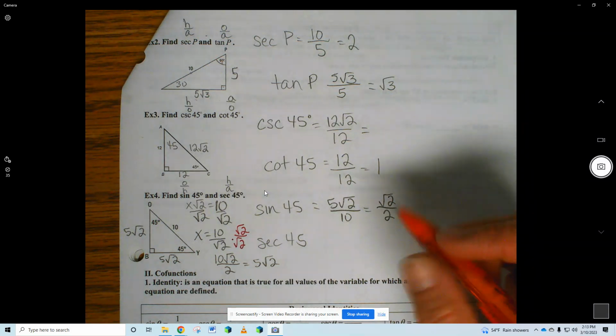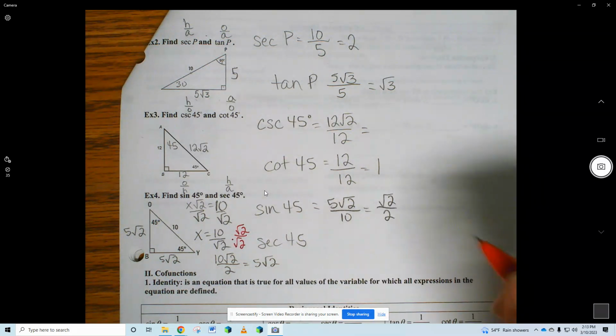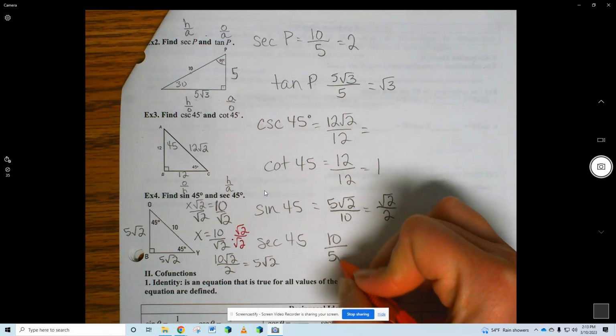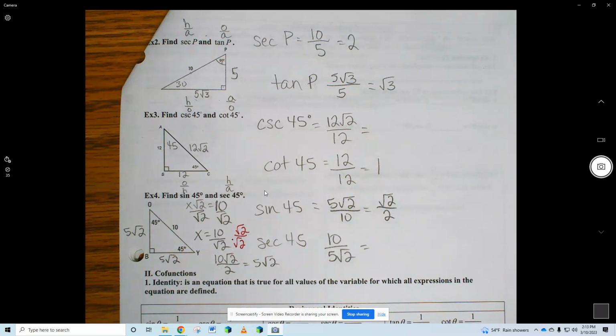So, here we go. Secant 45. Hypotenuse over adjacent. It just becomes rad 2 after I rationalize the denominator.